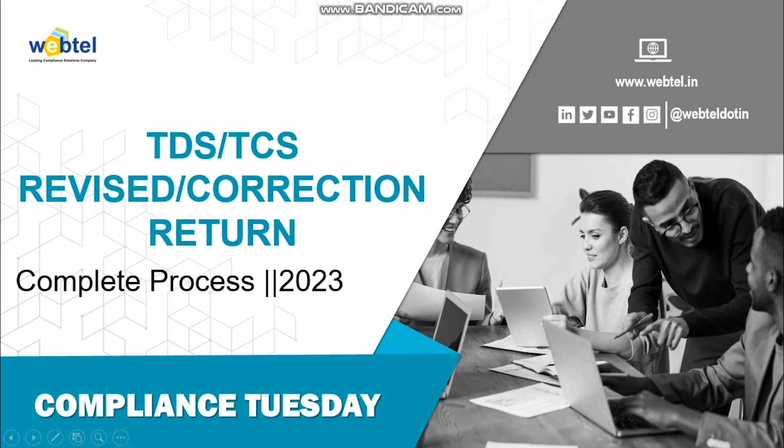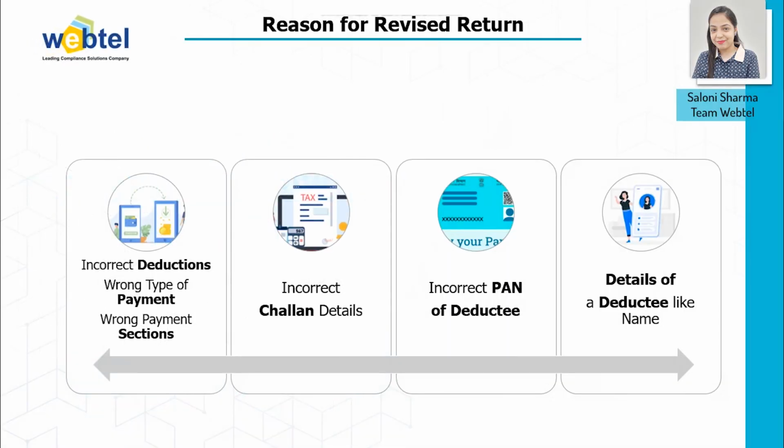For this, I am taking you to my screen. TDS or TCS revised or correction return. There are so many reasons for which a revised return can be filed. It can be related to incorrect deduction, like the wrong type of payment or the wrong section of payment being selected; incorrect challan details, like the date of deposit, challan number and challan amount being wrongly entered in the filed return; an incorrect PAN of the deductee; or deductee details like the name being wrongly entered in the filed return. So these are the reasons for which a revised return can be filed.